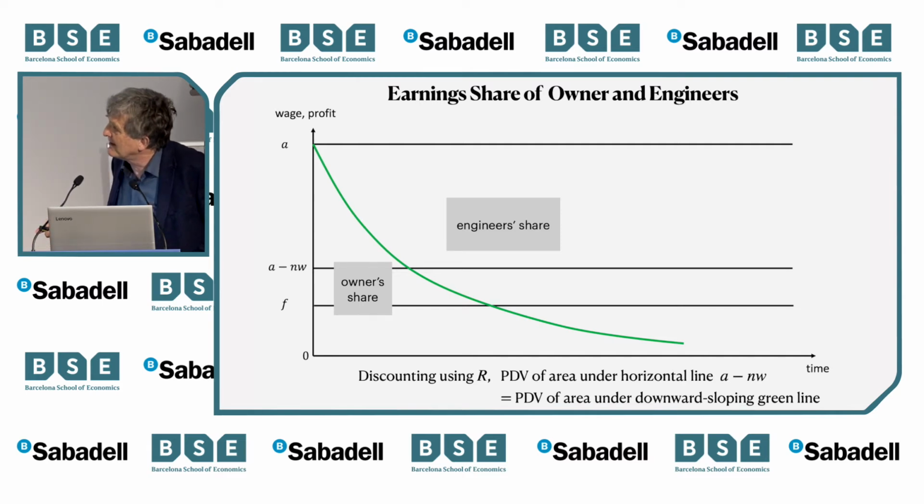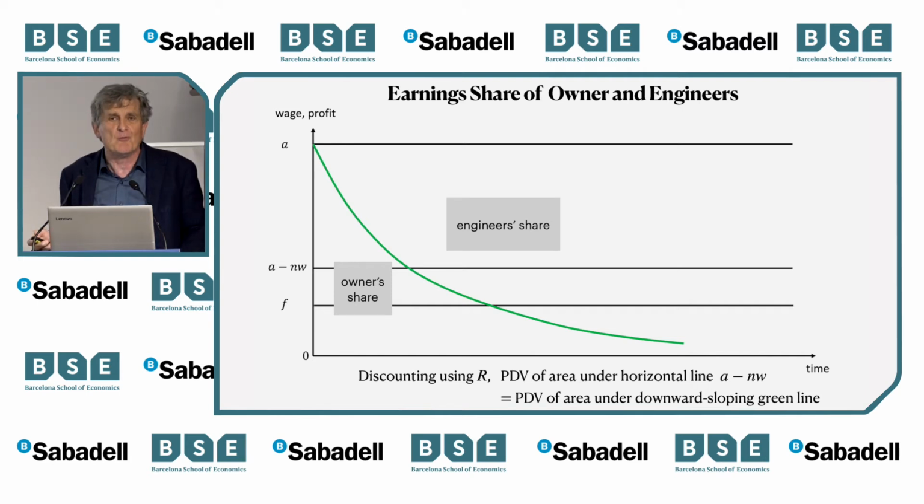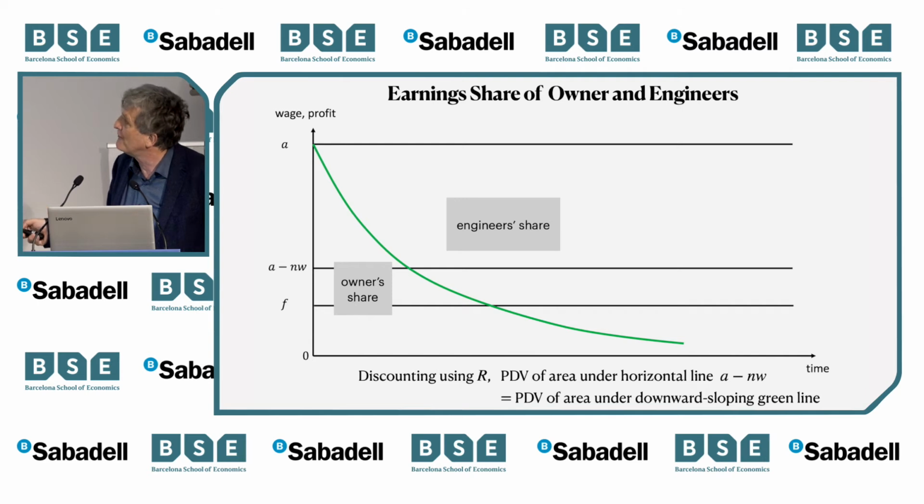And that, I said earlier, is the first thing you write down when you want to write down what B is. It's just the discounted value of A minus NW. So in this diagram, using R as your discount factor, the area under the green line is the same as the area under the black line. But the green line is the more interesting one.